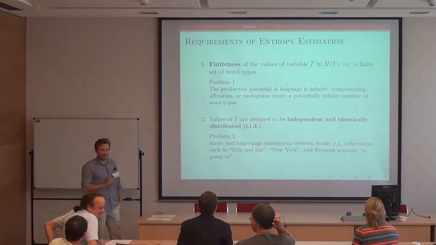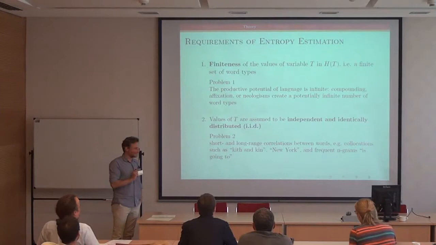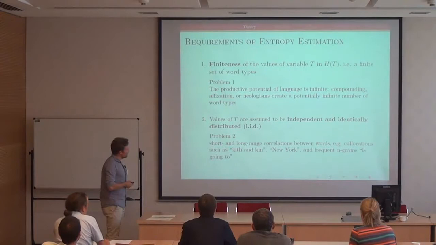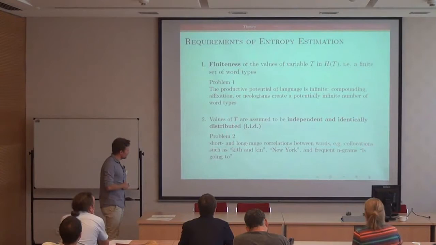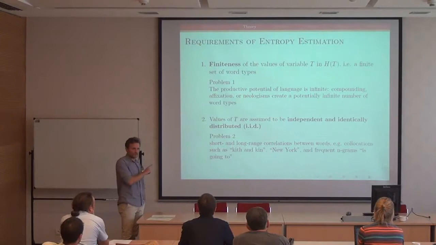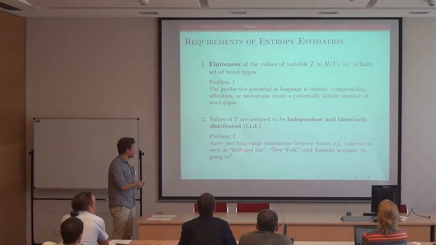Actually, I didn't even want to talk about this problem. The second problem is even more problematic, namely that you assume, at least as far as I understood, that they are IID, so independent and identically distributed. And then there are short and long range correlations between words. We have talked about this also with regards to characters, Alvaro. And here are some examples: kith and kin. If you see kith in English, you know it has to be part of this phrase.